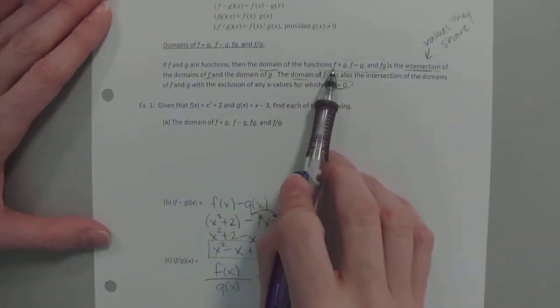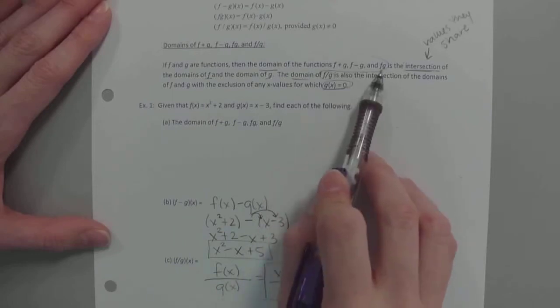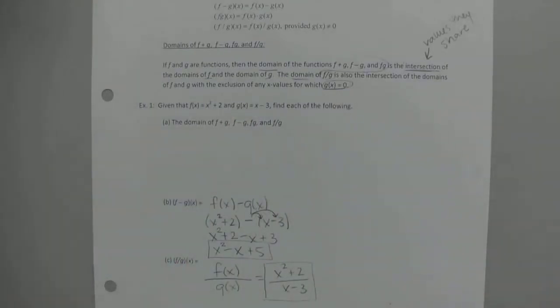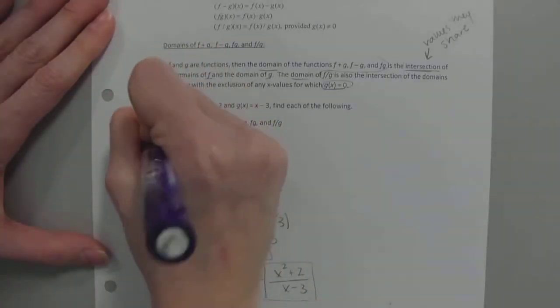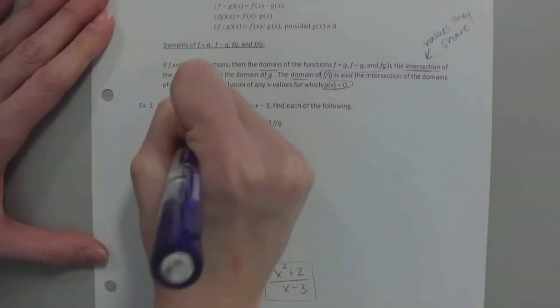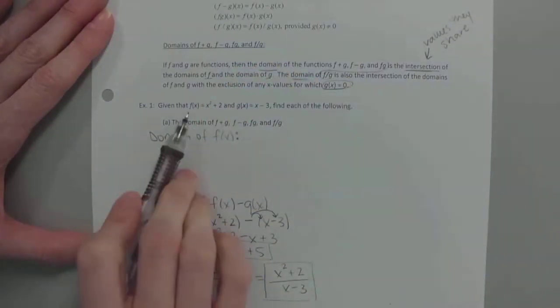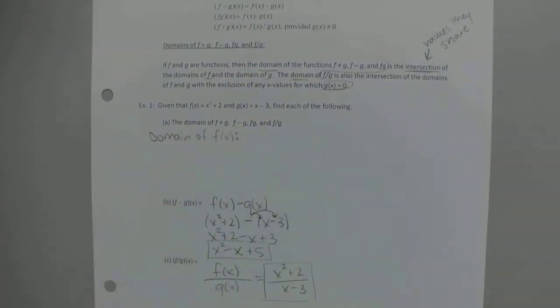Okay, so let's go back up to here, the rules and what it was saying. It said f plus g, f minus g, and f times g will always just be the intersection of these two domains. So let's just talk about those two domains. What is the domain of f of x? Well, let's look at f of x. I don't know if you remember this because it's been a while since we talked about domains, but domains are all x values you can plug in there.